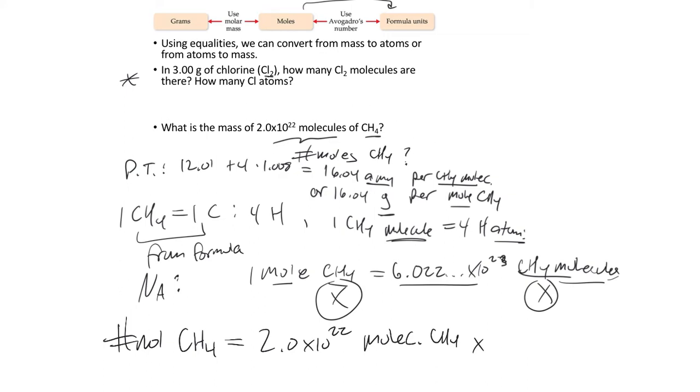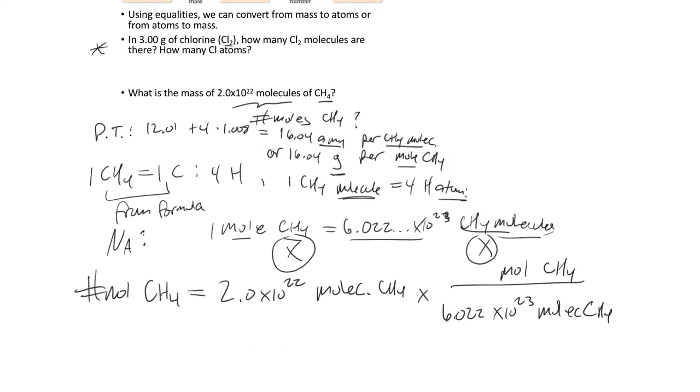If I'm going to moles, that's just Avogadro's number. So the conversion to go to moles would just be for every 6.022 times 10 to the 23 molecules of CH4, that represents 1 mole of CH4. So if we just divide this quantity by Avogadro's number, I get 0.0332 moles.